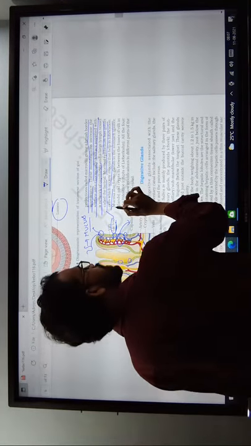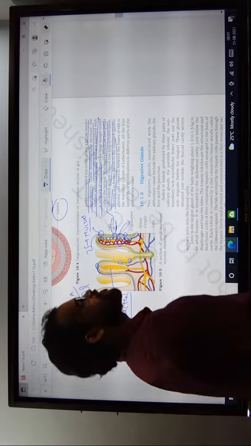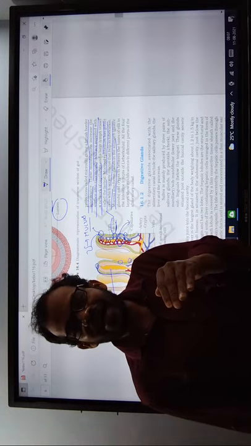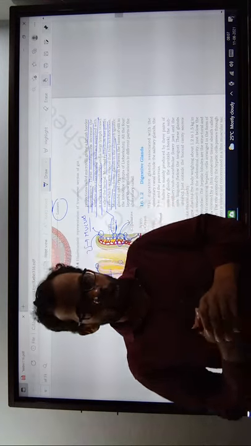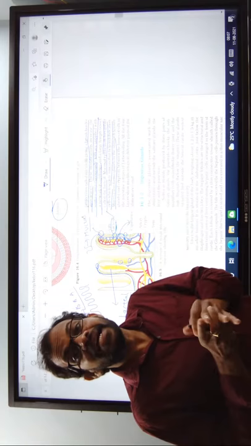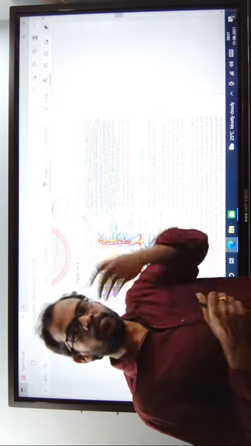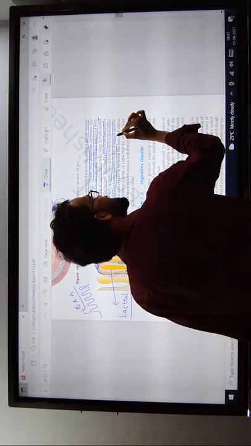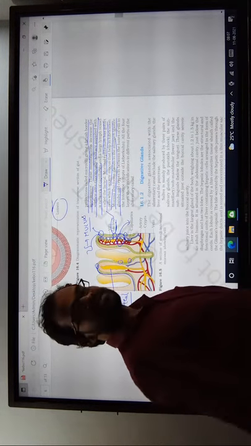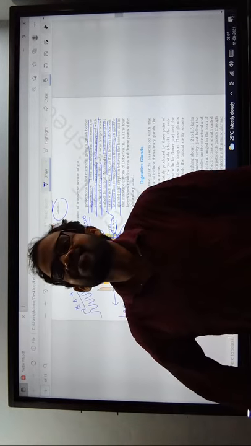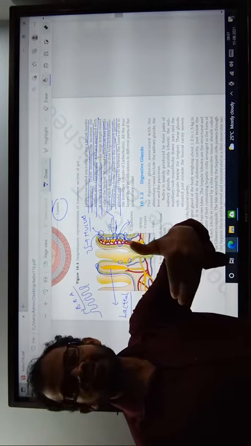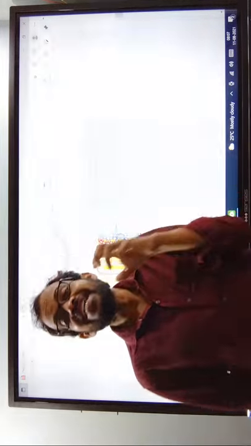Coming to the next one, the mucosa also forms glands in the stomach. The inner lining of the stomach consists of the mucosal membrane. This membrane secretes mucus along with the mucosal glands. These glands are nothing but gastric glands. The gastric glands secrete gastric juices, which are helpful for the digestion of food materials.